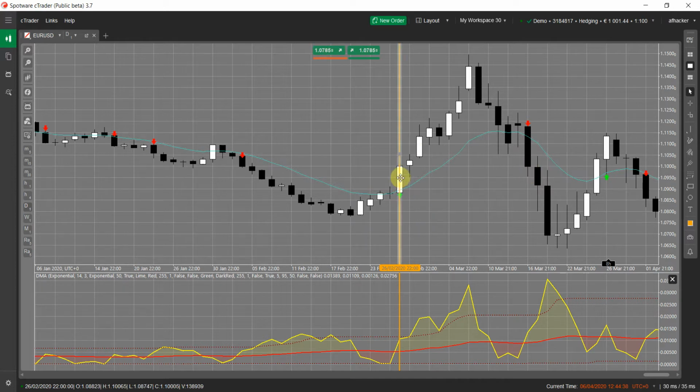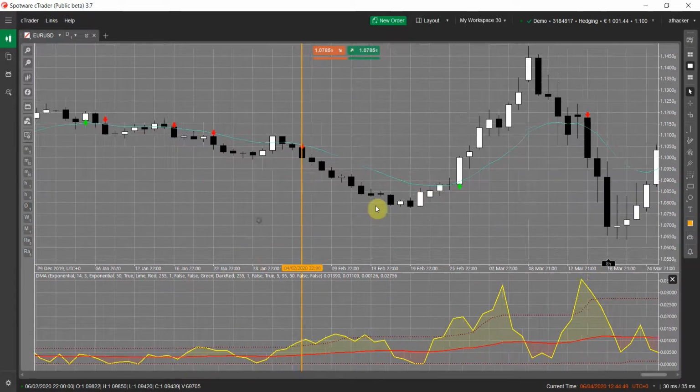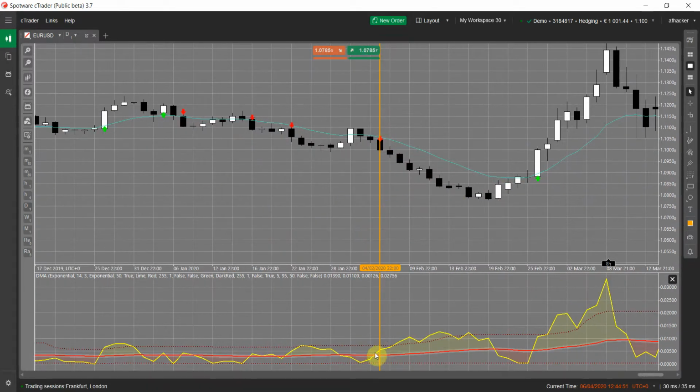In this case, it is closed above the moving average, as you can see, and the indicator considers this a buy trend signal. Same here, there is another bearish trend signal. It happens because the yellow line goes above a red line, and the bar is closed below the moving average.